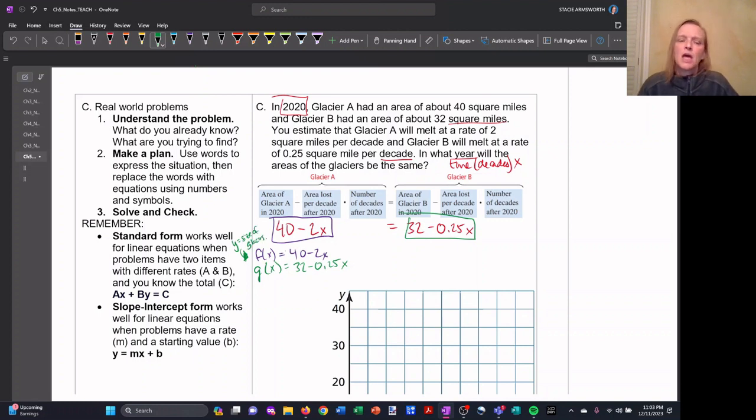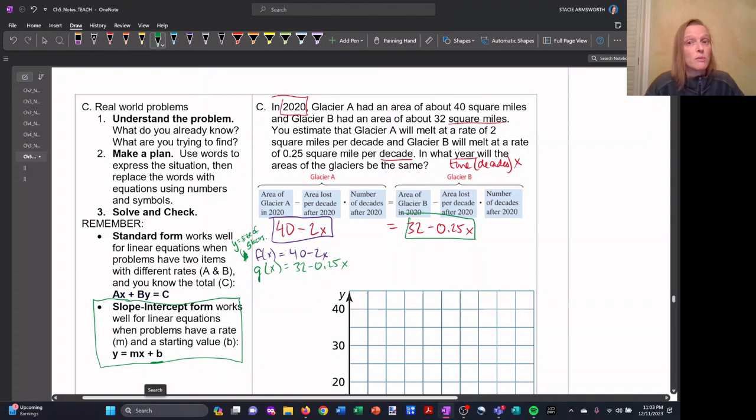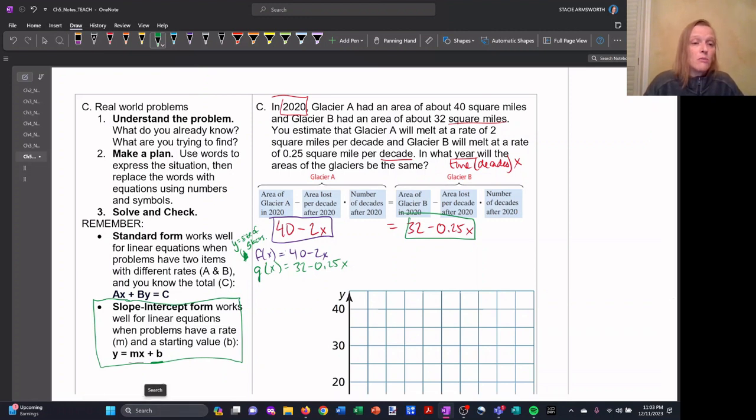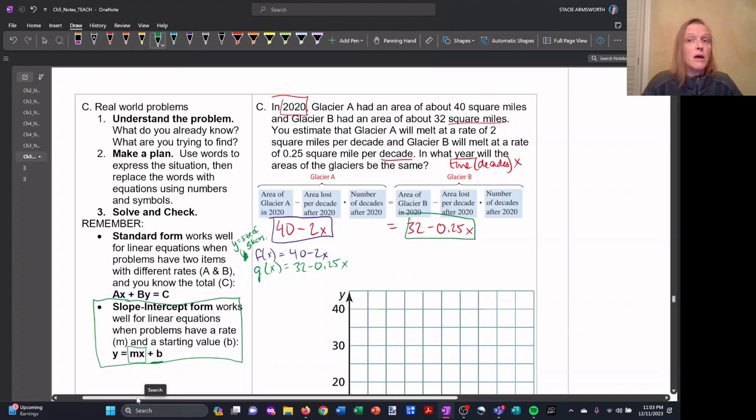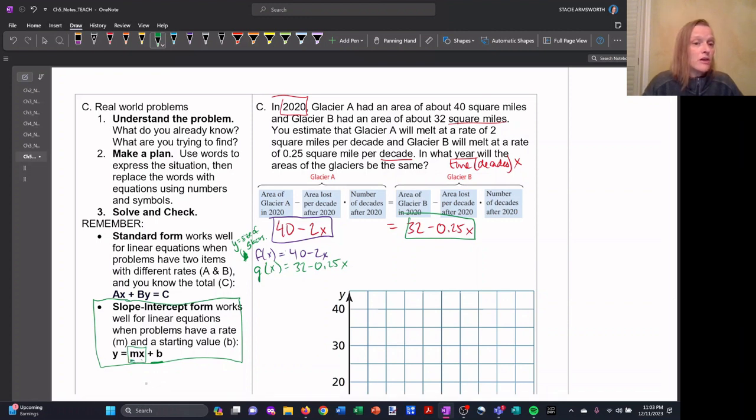After a certain amount of time. And that might have been an easier place to start for some people, and that works totally fine. A lot of times it's easier than writing one big complicated equation to come up with two smaller, simpler equations. And so really it's the slope-intercept form, where we knew the starting value of the glacier, 40 square miles or 32 square miles, and then we used the melting rate as our slope, and our x value is the time. So that is another way to approach coming up with this set of equations.